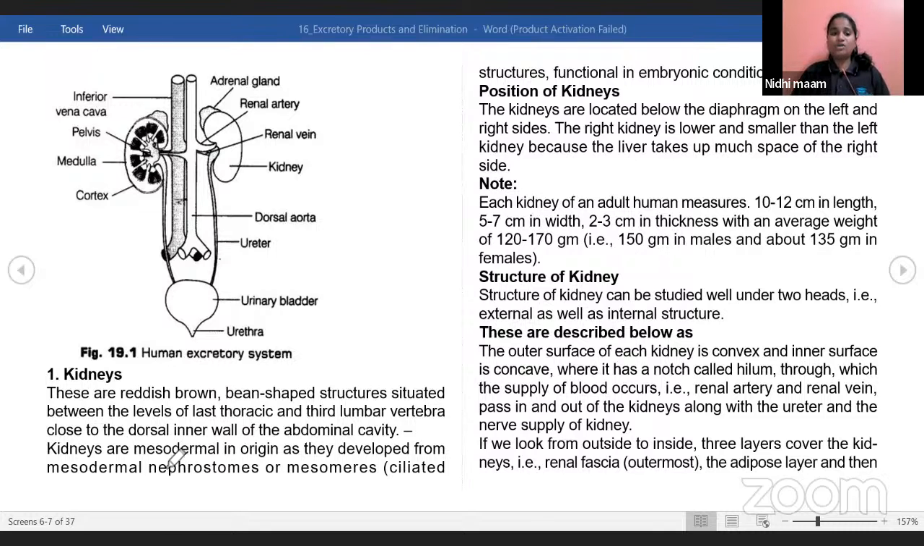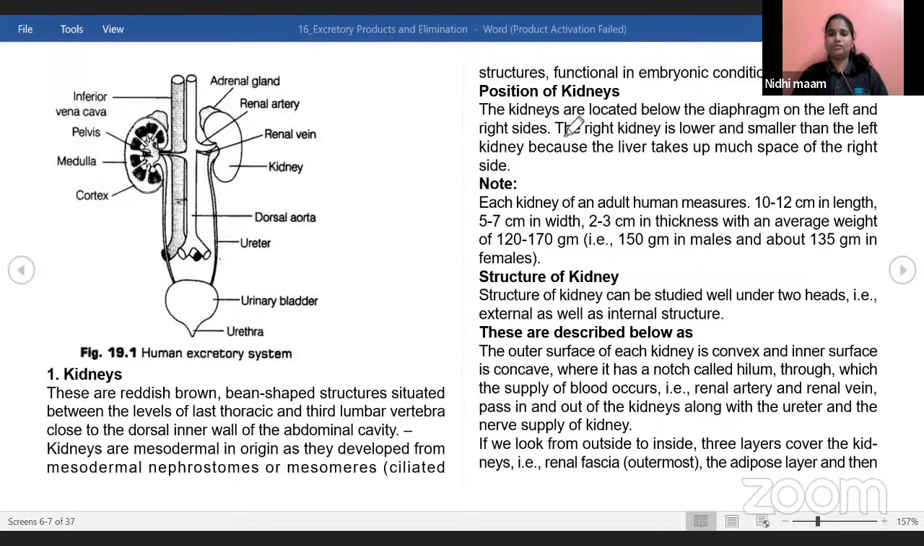These are mesodermal in origin. So what do you mean by mesodermal? During embryonic development, germ layers form: ectoderm, endoderm, mesoderm. So the middle layer is called mesoderm. So which organ originates from the mesoderm? Kidney, as they develop from the mesodermal nephrostomes or mesomeres. So the position of the kidney is clear.